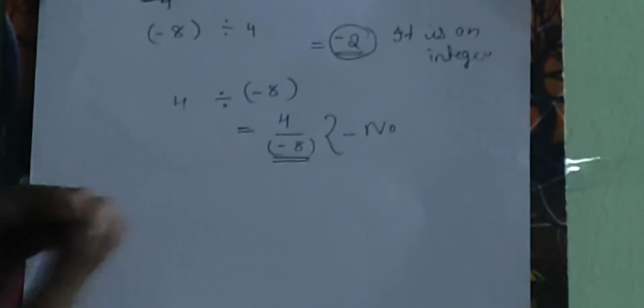And positive 4 divided by negative 8. Here the answer will be like 4 by negative 8. Is it an integer? No, it is not an integer. So closure property is not possible in division.